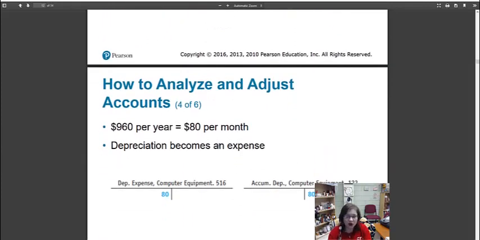So, here we go. If it's $960 per year that you are depreciating, then once you divide it by 12, it's $80 per month. So depreciation then becomes an expense. So what you're going to do is debit depreciation expense on the computer equipment. This is computer equipment. And then you're going to credit the accumulated depreciation account so that you can record how many times and what the value is, so that at the end of the year, you should get up to $960 of depreciation for the computer equipment, okay?